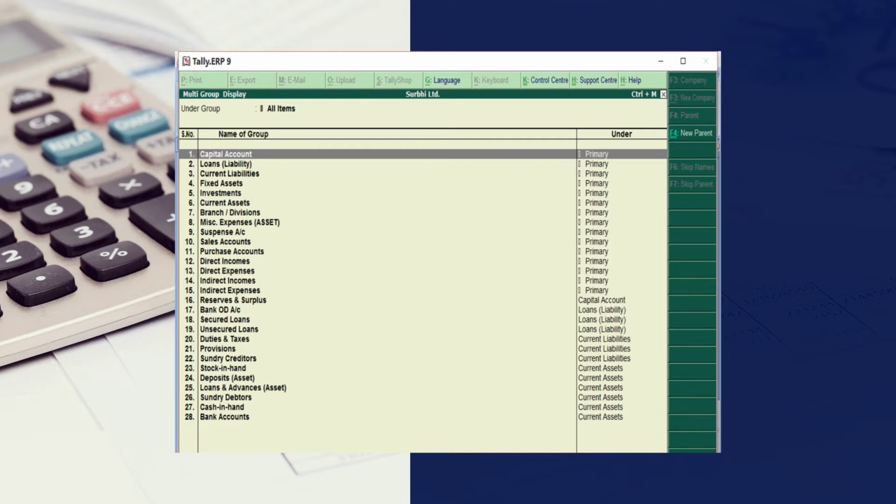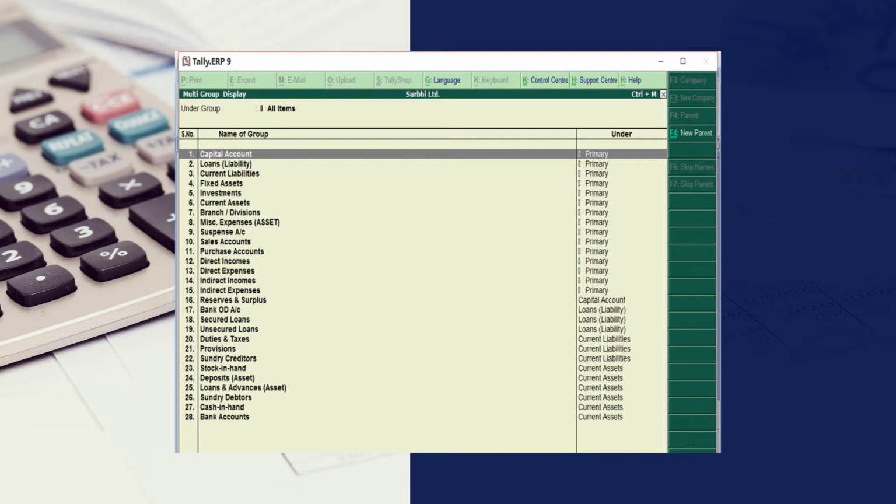Then there are current liabilities, liabilities which we need to pay in immediate future. They also come under the primary group. Then there are fixed assets, assets which will help us in earning the money for a long period of time. They are also classified under primary group. Investments are also classified as primary. Then there are current assets also under primary. Then there are branches or divisions. If there are various branches or divisions of an organization, then that will also come under the primary group.